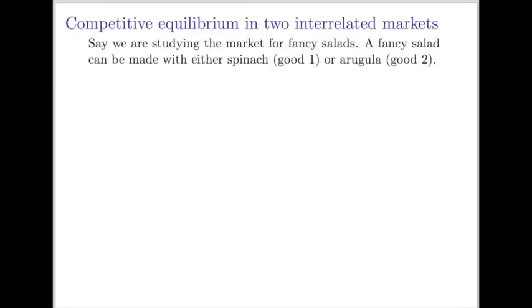Okay, so we'll start looking at this from the point of view of an example. So let's suppose we're looking at the market for fancy salads. You can make this fancy salad with either spinach, we'll call that good one, or you could use arugula, or roquette if you prefer. And we'll call that good two.